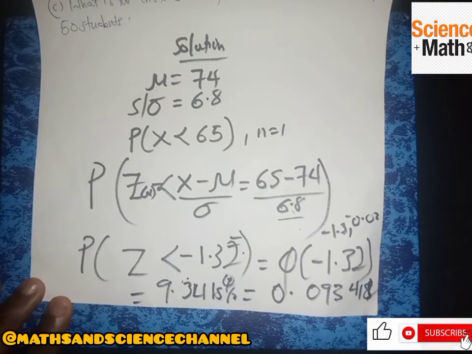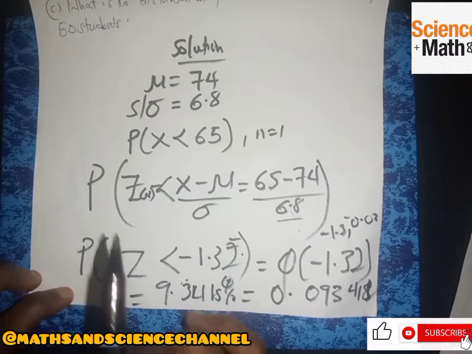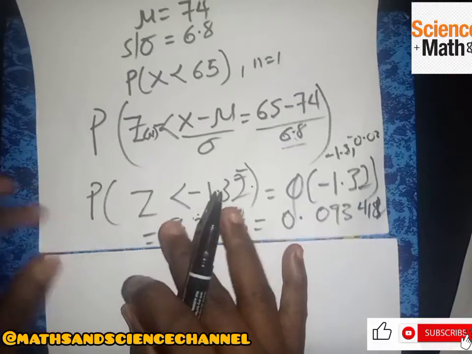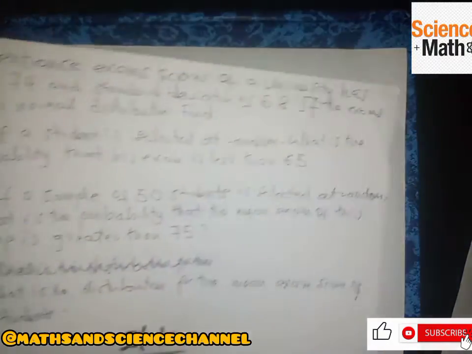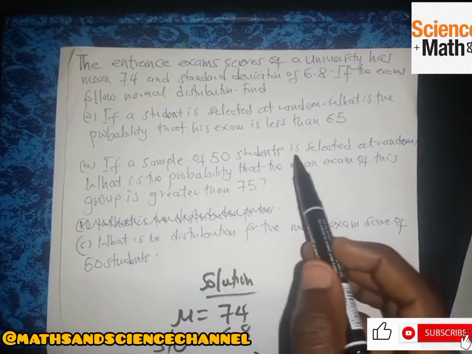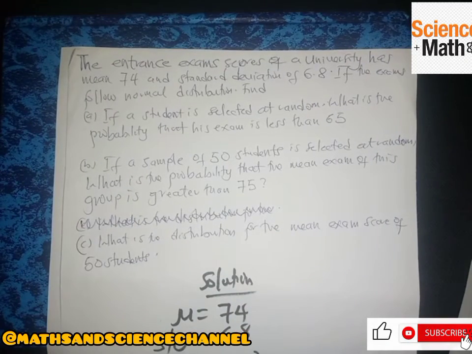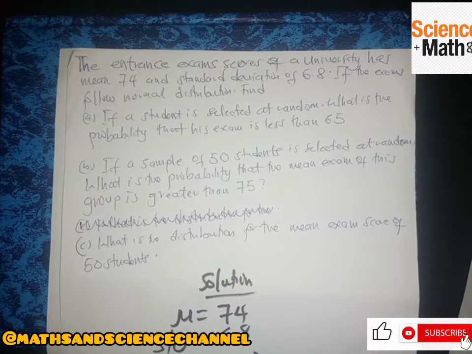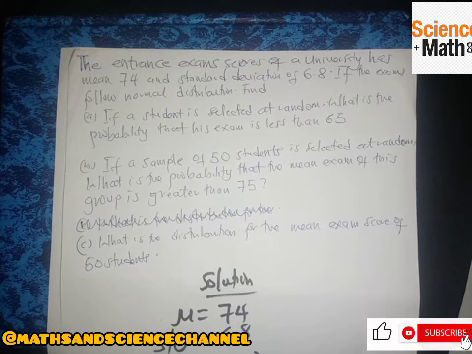Now let's look at the other part. The second part says that if a sample of 50 students is selected at random, what is the probability that the mean exam score of this group is greater than 75?